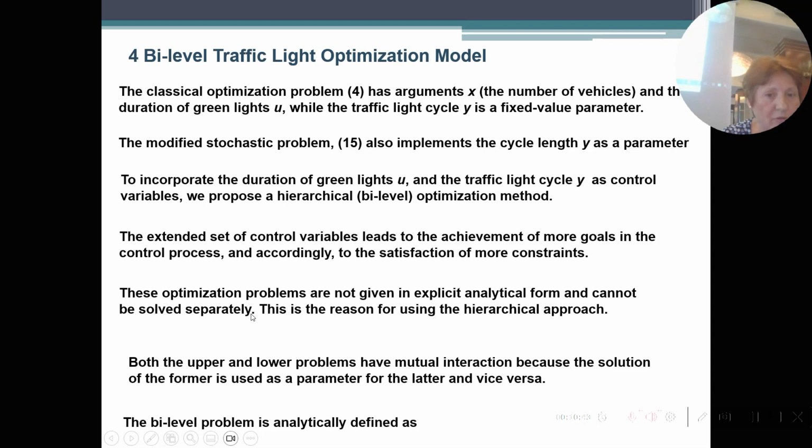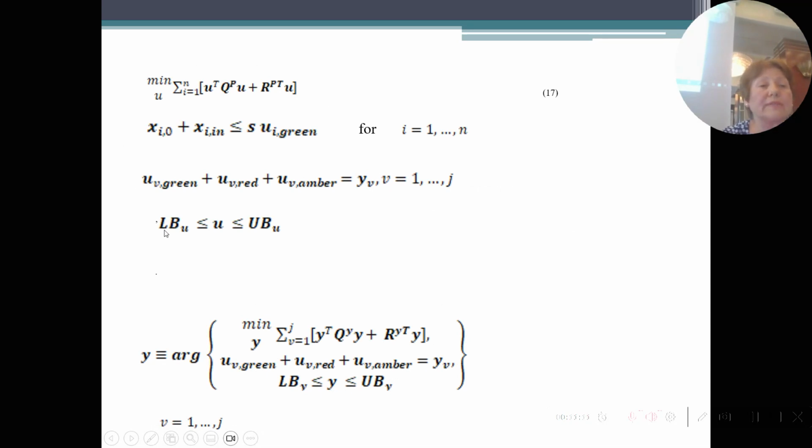These optimization problems are not given in explicit analytical form and cannot be solved separately. This is the reason for using the bi-level approach. Both the upper and lower problems have mutual interaction because the solutions of the upper and lower level are interconnected. And this bi-level problem is given in this form where U is the green light duration. We want this green light duration in all traffic lights of the network to be minimized, satisfying a number of constraints where the cycle is a solution of the upper level problem, where it is a gain optimization problem, where the green light duration is given here as a solution from the lower level.